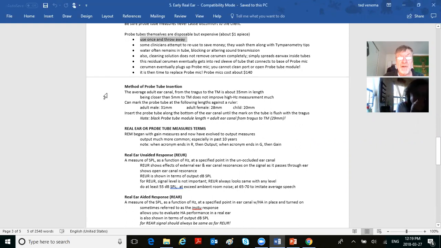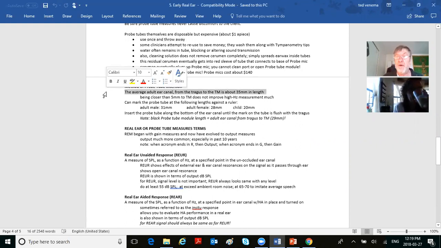And then here, method of probe tube insertion. Well, we talked about the length of the outer ear canal. It's about 35 millimeters in length. So if you make the probe tube 29 millimeters from the tragus, that means the end of the tube will be at least 5 millimeters from your eardrum. Okay, I'll say it again. The average ear canal from your tragus to the eardrum is about 35 millimeters in length. So if you make sure that the ring on your tube is 29 to 30 millimeters away from the tip of the tube, that will ensure that the tip of the tube is 5 millimeters from your eardrum.